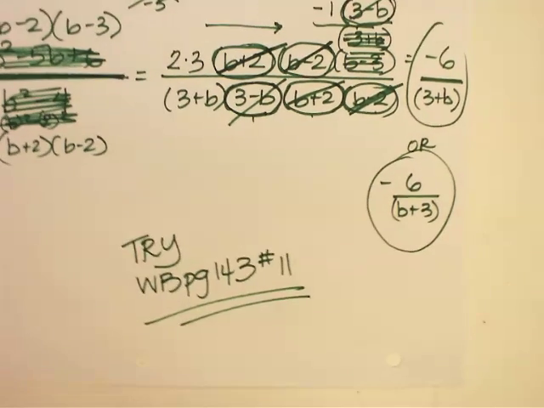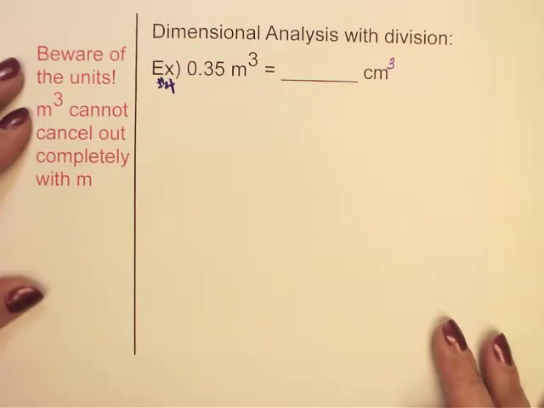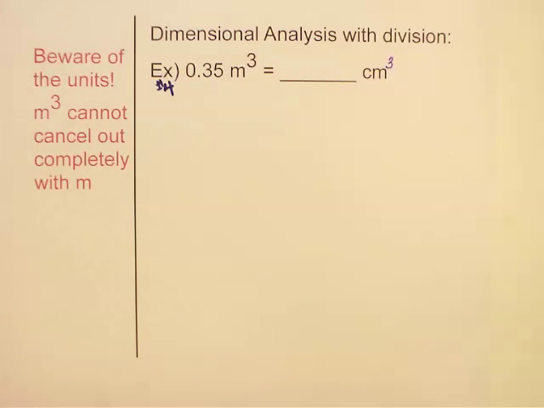Okay, now we're moving on to our last piece today. Our last piece is dimensional analysis in our division section. So here is an example that we're going to go ahead and do. There is a little reminder on the side. Beware of your units. Notice that m cubed cannot cancel completely with a regular m meters. So we have to be very careful on this one.